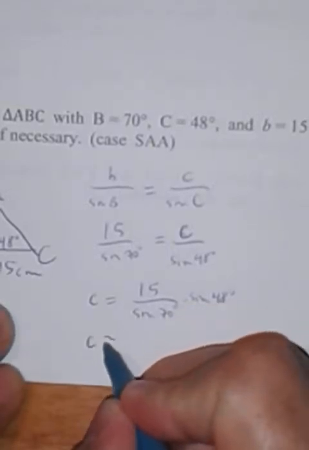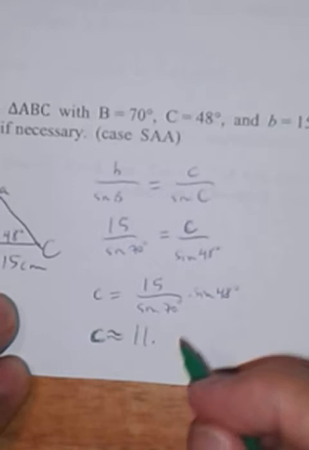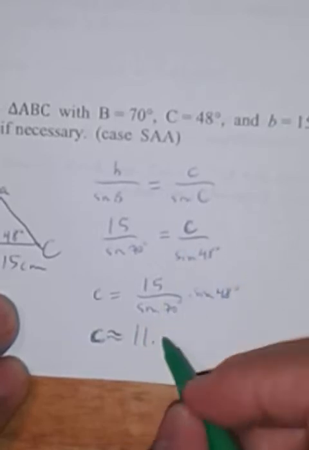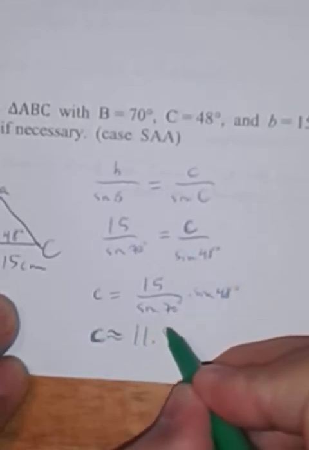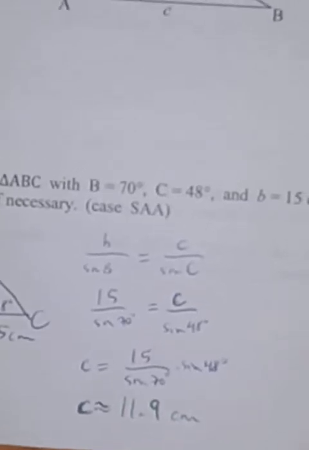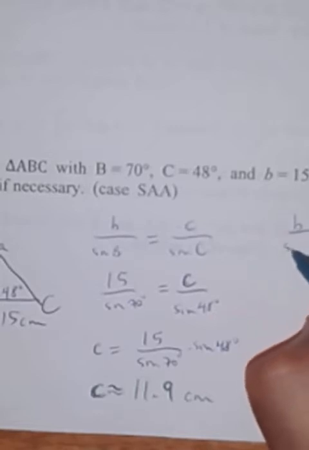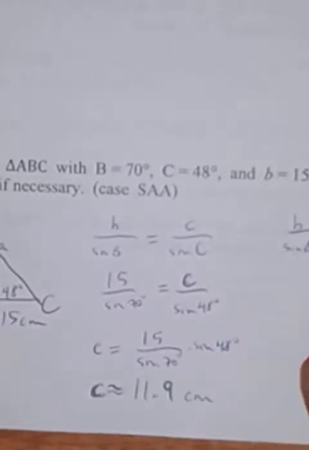Let me compute that on the calculator. c is approximately 11.8625, etc. It says we want to round to one decimal place, so let's call this 11.9 centimeters. Now I want to find side a. I will write, starting with the same equation, b over sine B equals a over sine A. The reason I use that one again is because I have numbers for that.